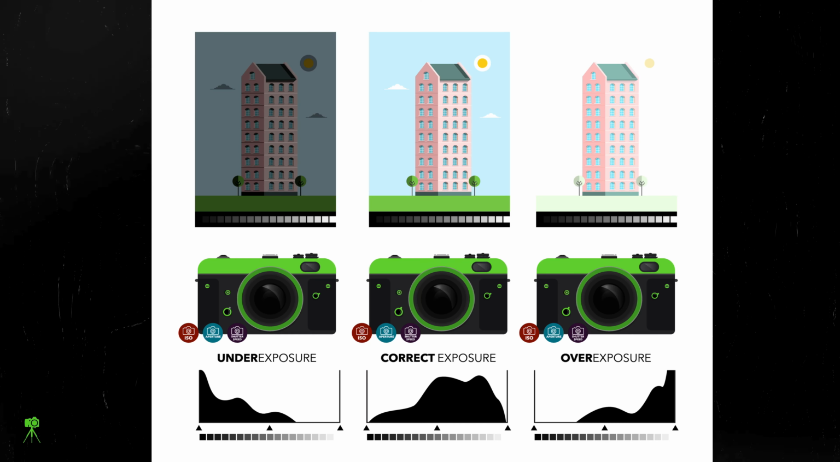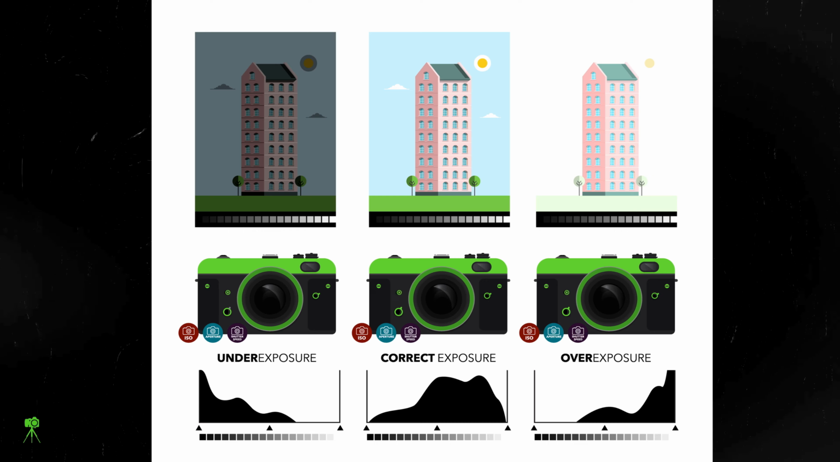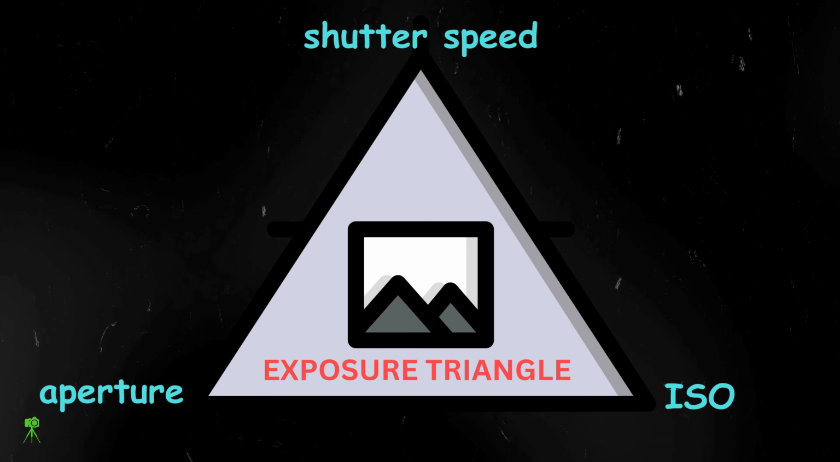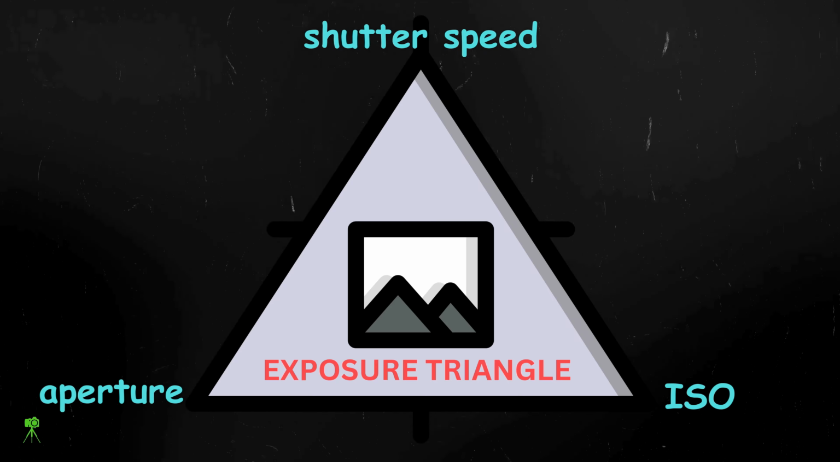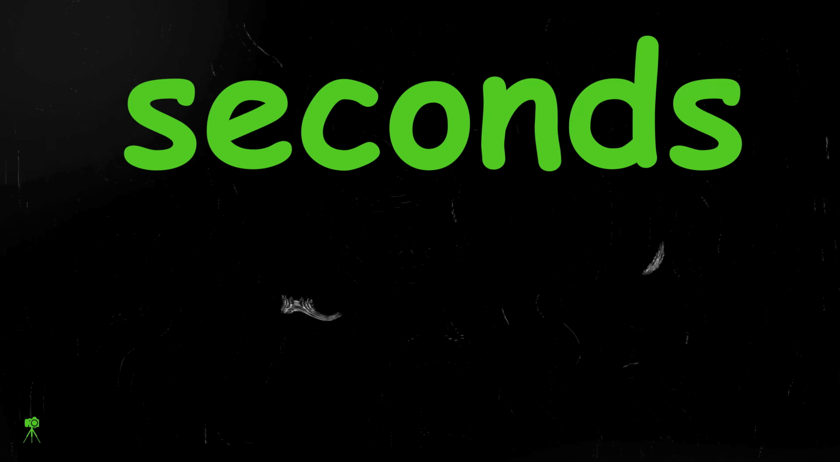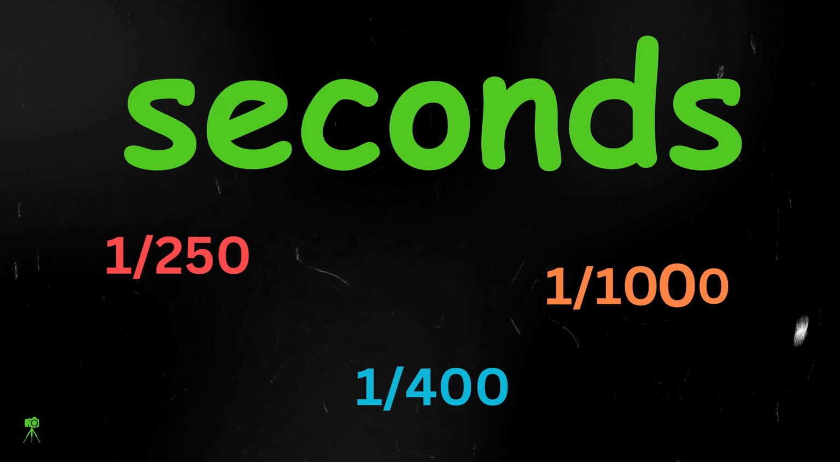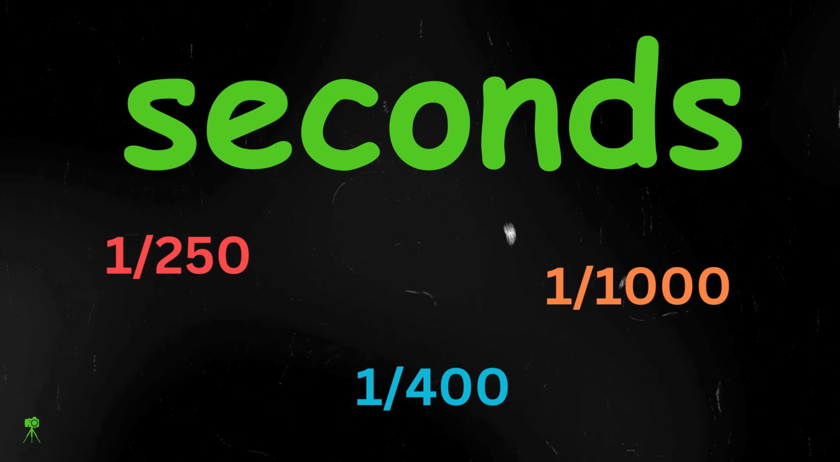The shutter speed helps control exposure, which is one part of the exposure triangle. The other two are aperture and ISO. Shutter speed is usually measured in seconds and is represented by fractions of a second. You'll usually see shutter speed numbers like these.